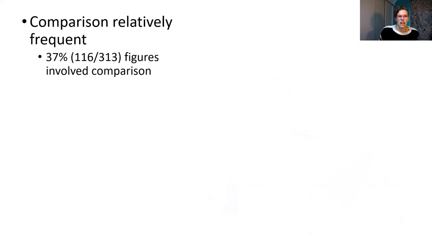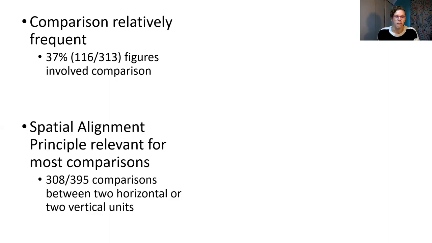What we found is that, one, comparison was relatively frequent. About 37% of the figures that we coded involved comparison. And I would argue that might underestimate how often comparison would be beneficial, and might even be requested of students, because this only involved within-figure comparisons, nothing where you might be comparing across figures. But still, more than a third of the figures involved comparison. And the spatial alignment principle was relevant for most of those comparisons.